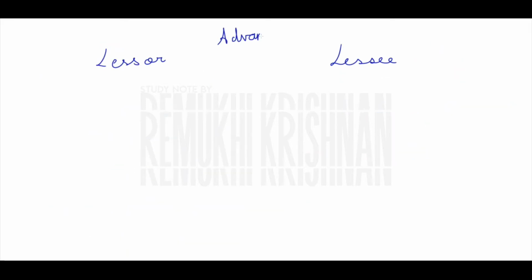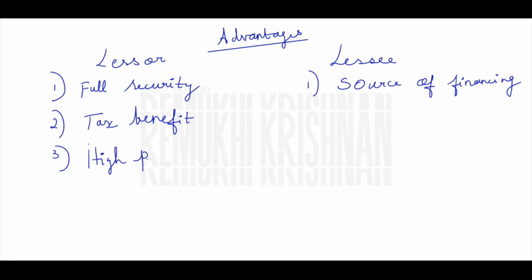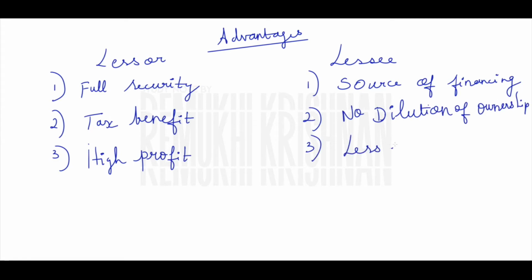In this slide, let us see some of the advantages and limitations of lessor and lessee when it comes to lease agreements. The lessor has full security because the ownership is going to lie with this person. For the lessee, it is a source of financing. The next advantage is tax benefit. This is very, very important. These points will be covered in detail while we are doing our sums. Next one is high profit. The lessor books a high profit. Whereas the lessee has no dilution of ownership. So there is less risk.